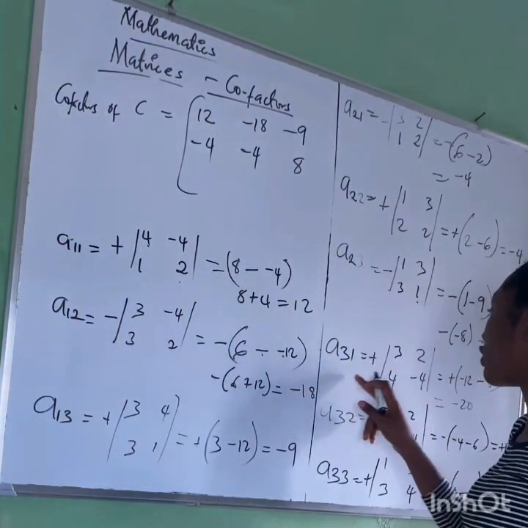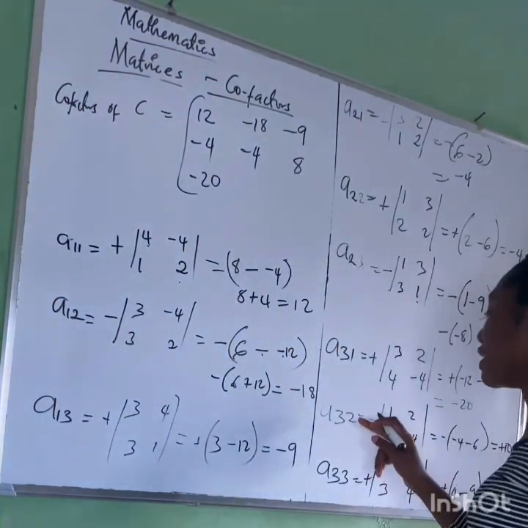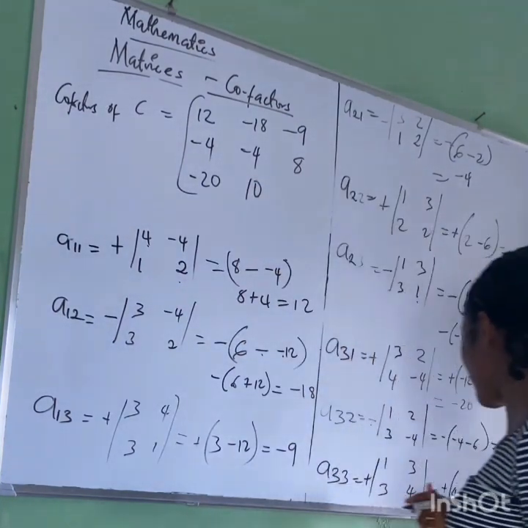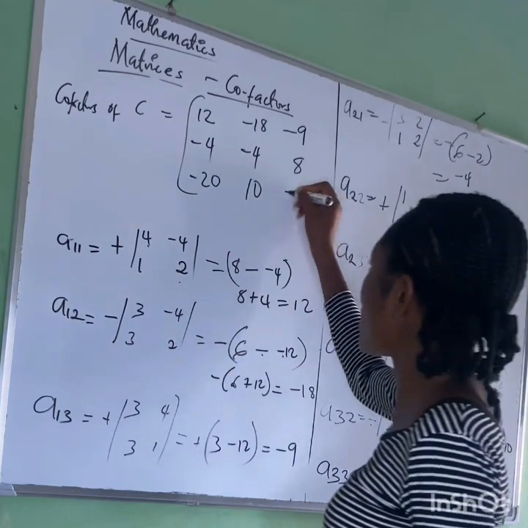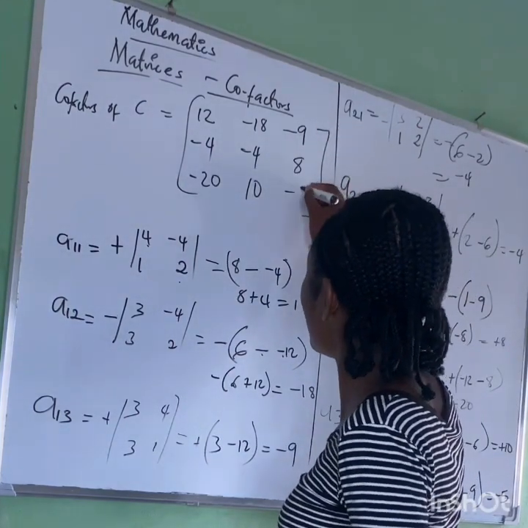For our third row, first column, we have minus 20. For our third row, second column, we have 10. And then lastly, for our third row, third column, we have minus 5. So this is how we find cofactors of a given matrix.